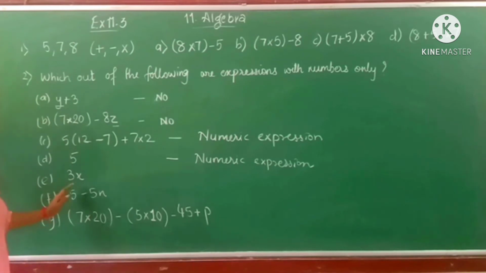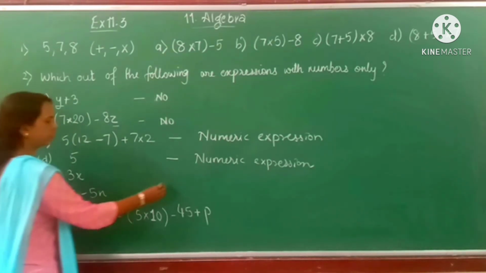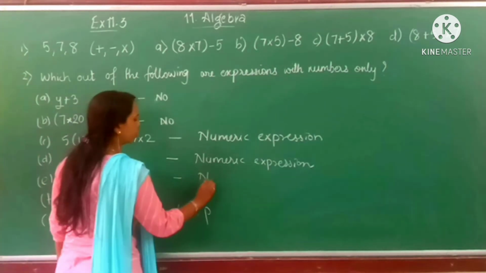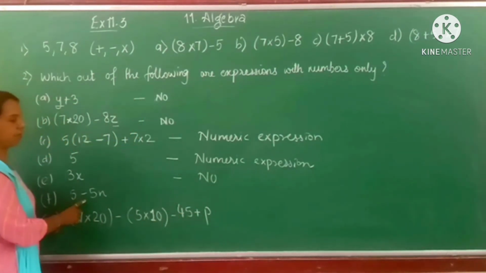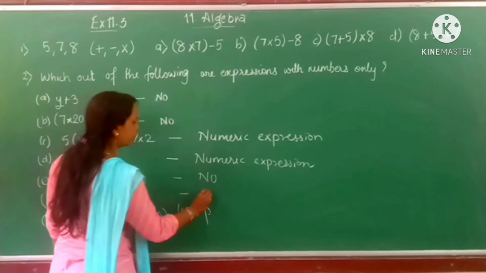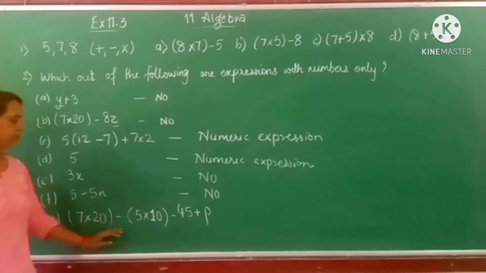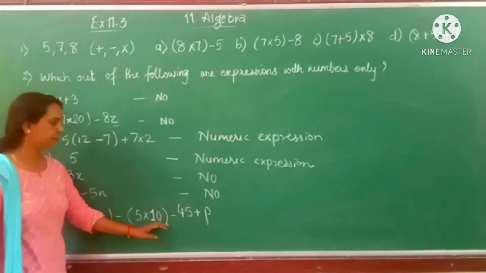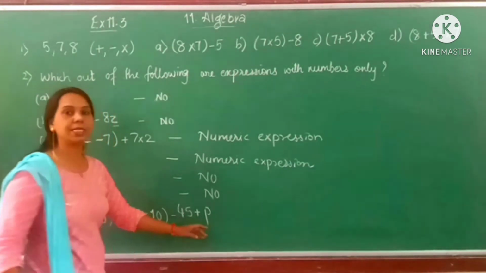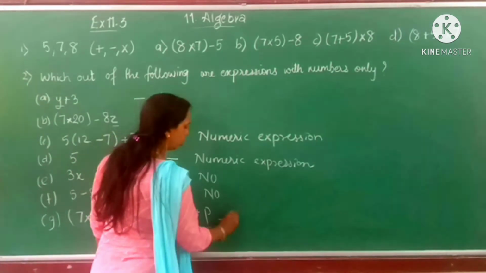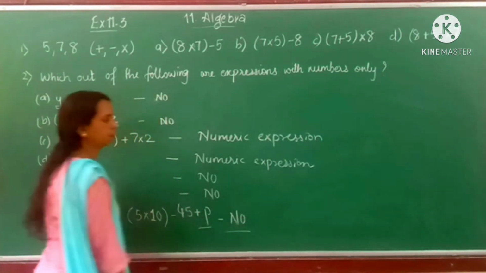Next, 3x. It cannot be a numeric expression because here x is multiplied with 3. So here it is no. Next, 5 minus 5n. So here also it is no. Talking about the last, 7 into 20 minus 5 into 10 minus 45 plus p. So here again p is a variable, so it is also not a numeric expression.